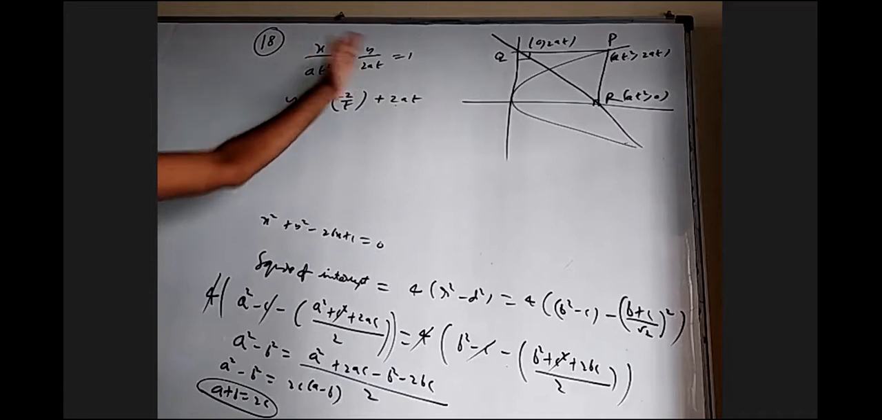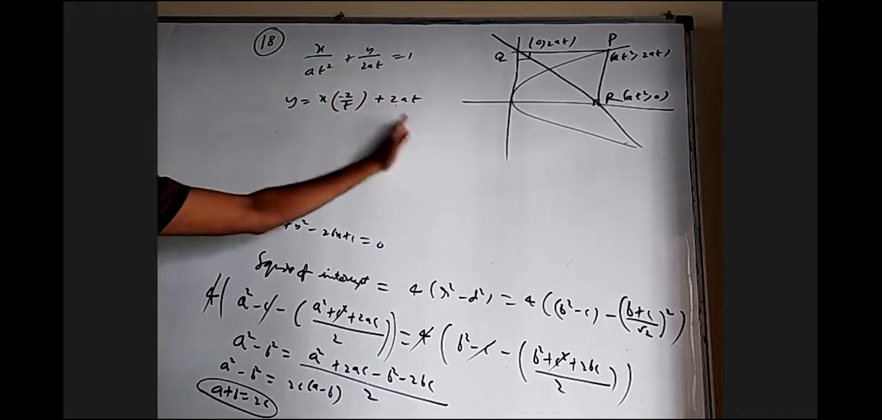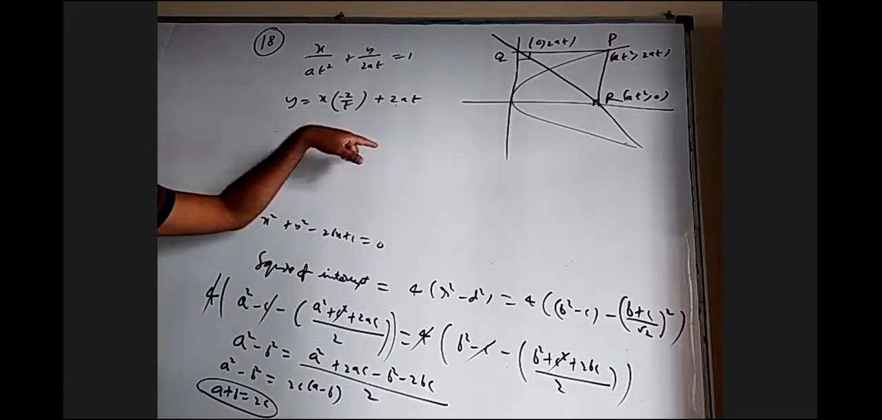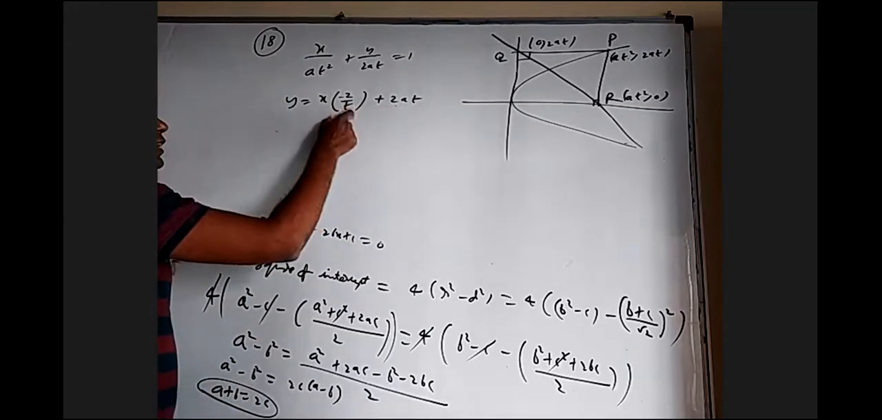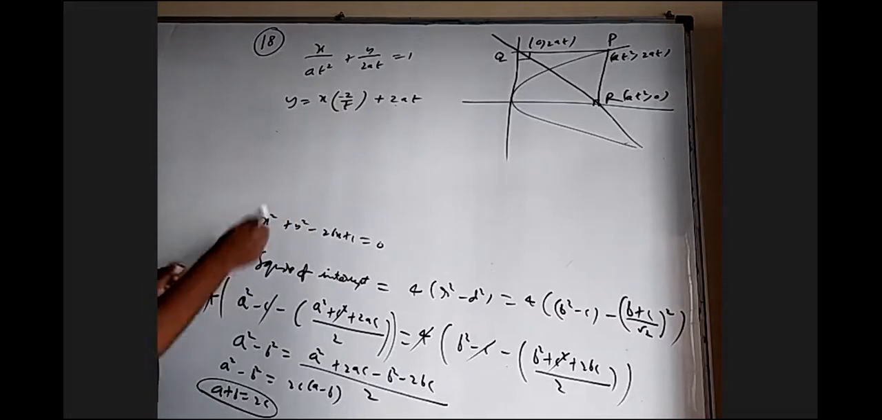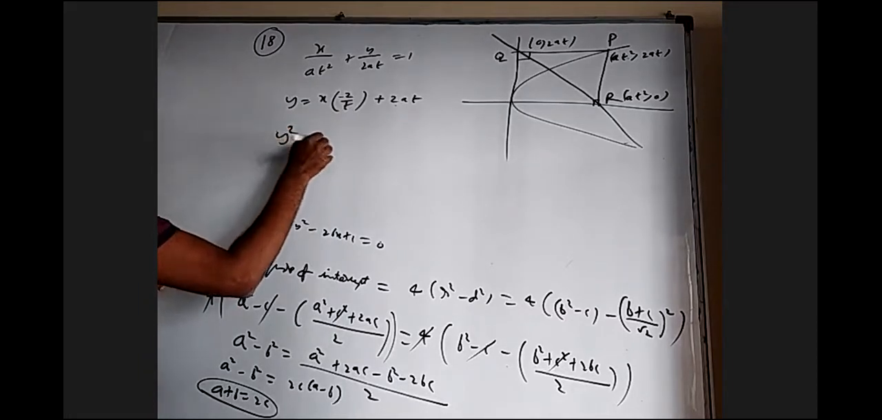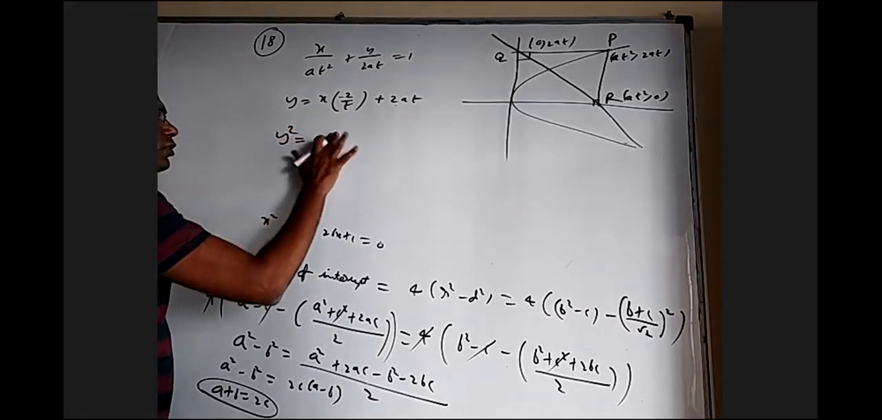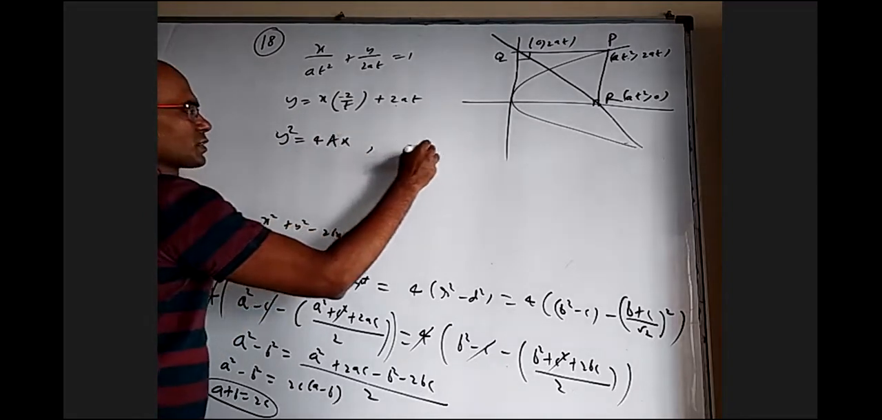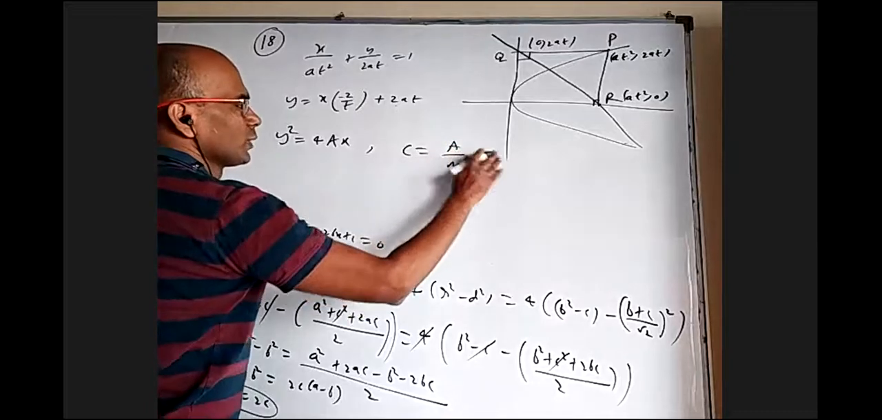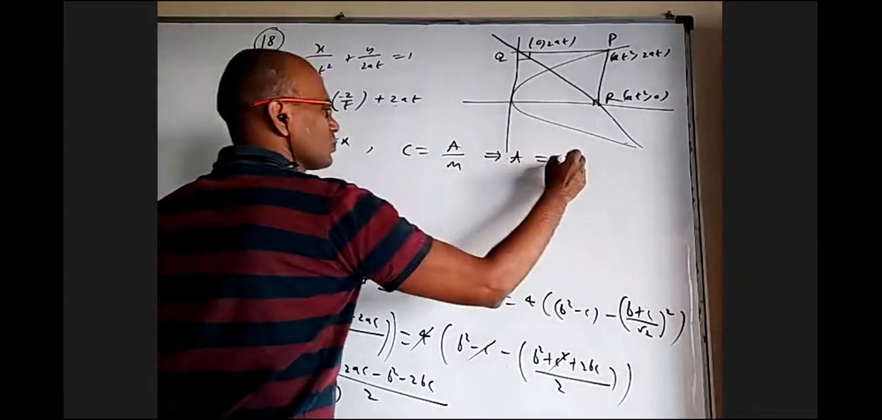Multiply by 280, send this one to the other side. Now it looks like y equals mx plus c. So if you want to know which parabola it is touching, this is your c, this is your m. The answer is y square equal to 4ax. Let's use capital A just for the sake of it. The condition to find that a is c equals A by m, so A is equal to cm.